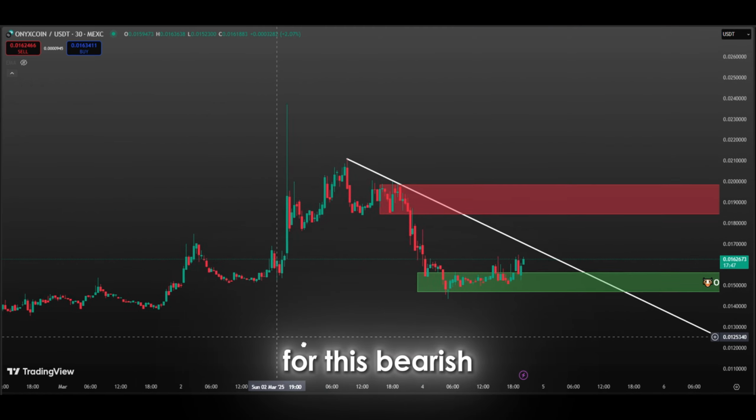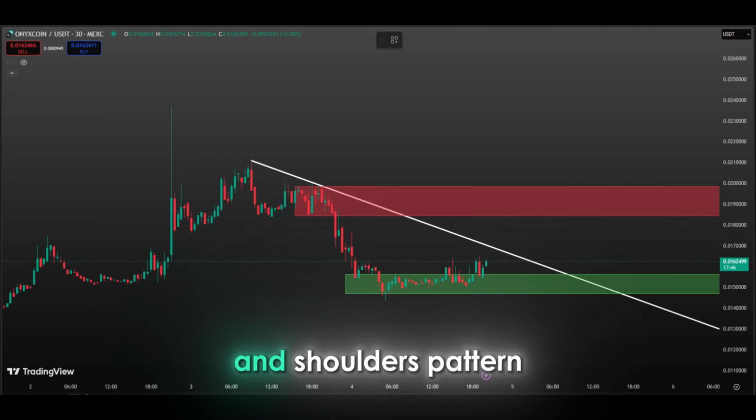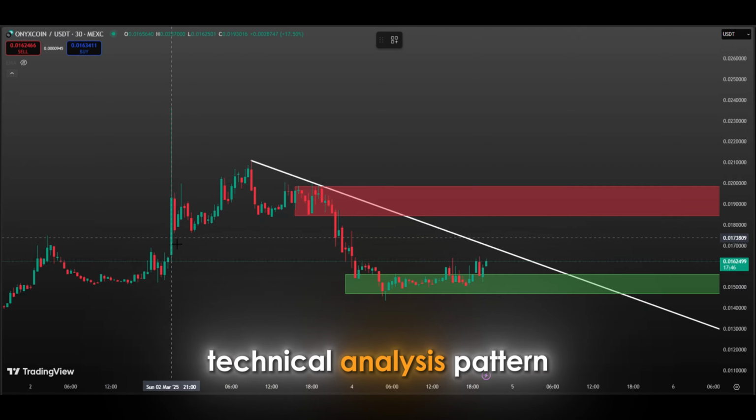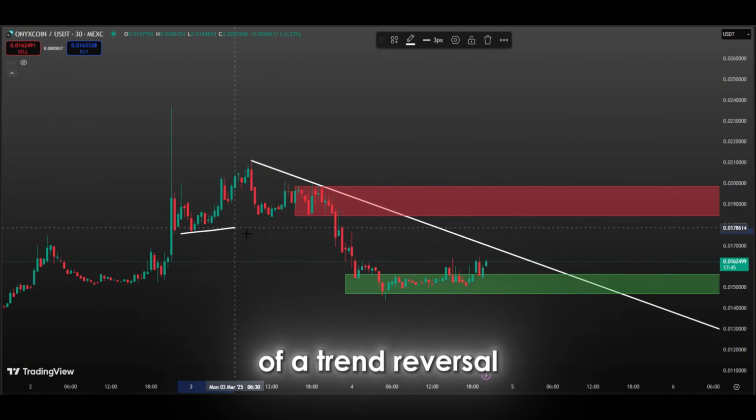The main reason for this bearish move on the chart is the head and shoulders pattern that formed at the top. The head and shoulders pattern is a reliable technical analysis pattern that usually indicates the end of an uptrend and the possibility of a trend reversal.